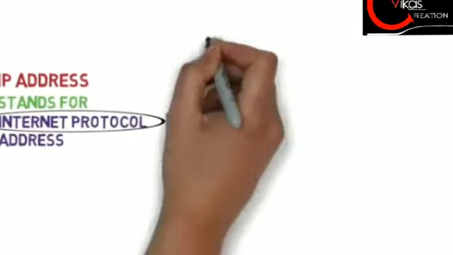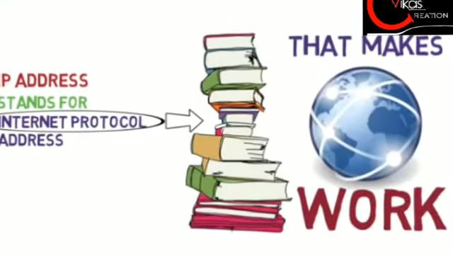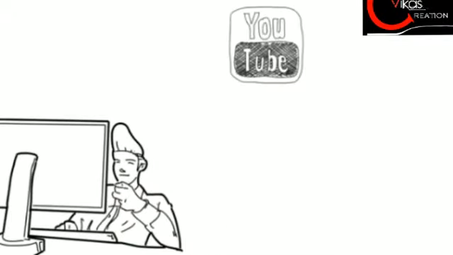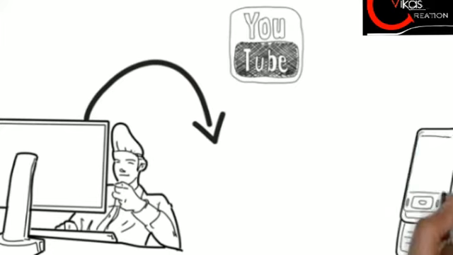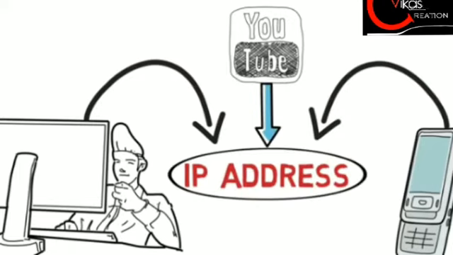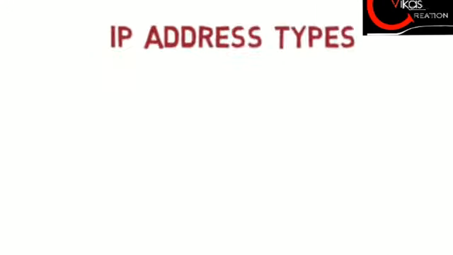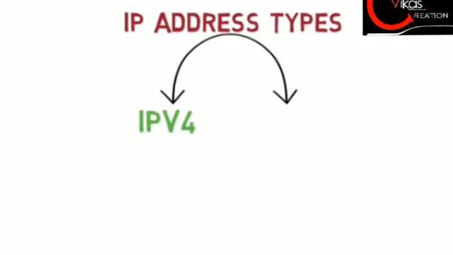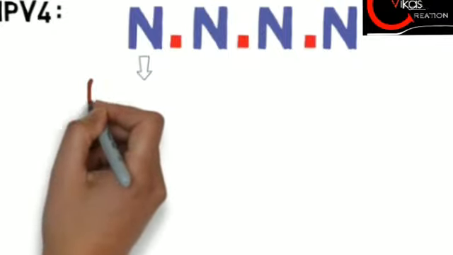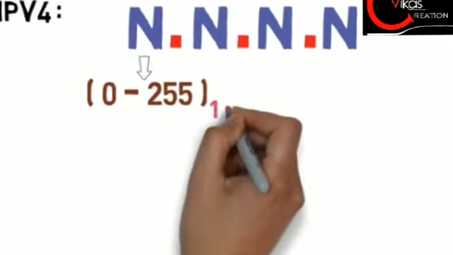Internet Protocol is a set of rules that makes the internet work. You are able to watch this video this time on YouTube only because your computer or your smartphone has an IP address, and YouTube is sending you all the data related to this video to this IP address. IP address is of two types: Internet Protocol version 4 and Internet Protocol version 6. Internet Protocol version 4 consists of 4 numbers separated with dots. Each number can range from 0 to 255 in decimal numbers.